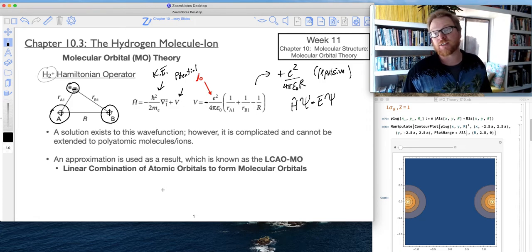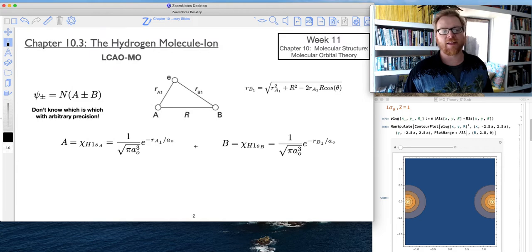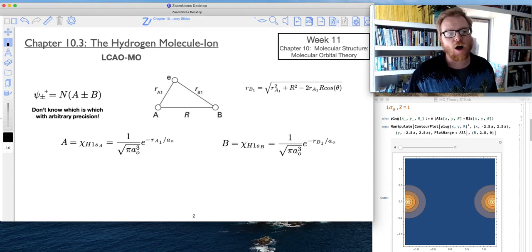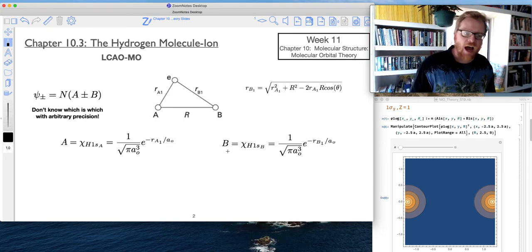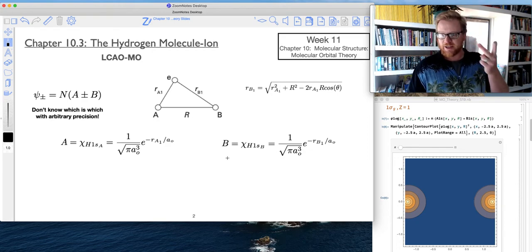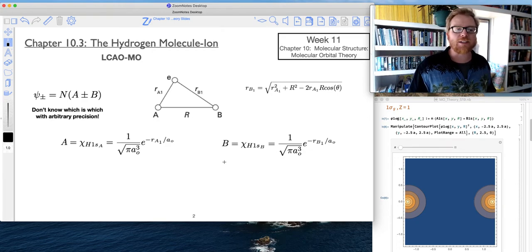So several approximations have to be used. The main approximation that we're going to discuss in MO theory is known as the LCAO-MO, and that is the linear combination of atomic orbitals to form molecular orbitals, okay? And it goes like this. We're going to come up with a wave function that we're going to call psi plus minus. We call it plus or minus because we don't know which is which with arbitrary precision, and Pauling says we have to change the sign of the wave function if we change its label. So we include a plus minus there because we have to look at both solutions.